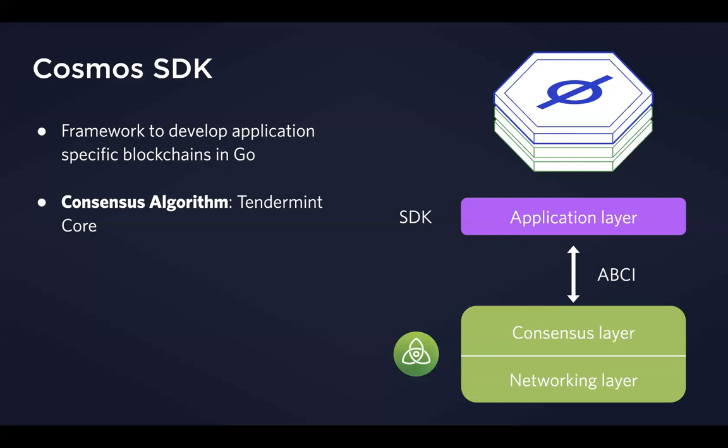First of all, what is the Cosmos SDK? The Cosmos SDK is a framework to develop application-specific blockchains in Go. It uses Tendermint Core as a consensus algorithm. In the overall layout of applications using Tendermint, Tendermint Core handles the networking layer and the consensus layer, and the application layer, which in this case is built using the Cosmos SDK, handles all the business logic of your application-specific blockchain.